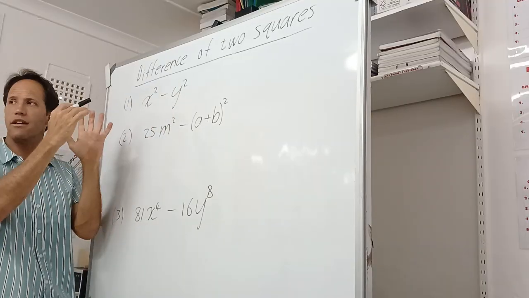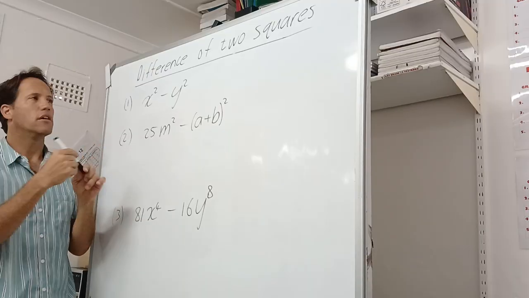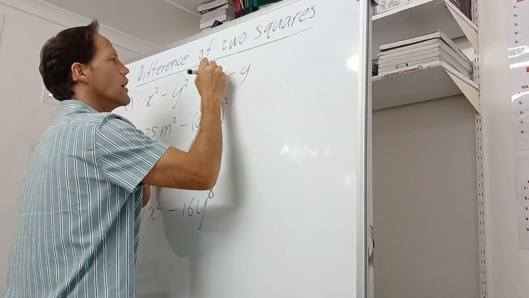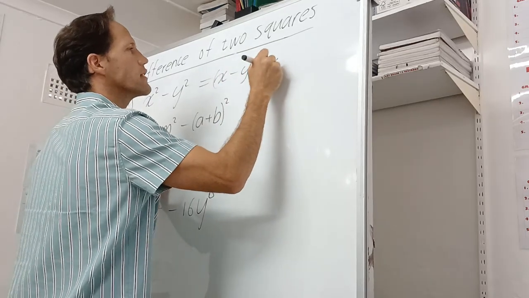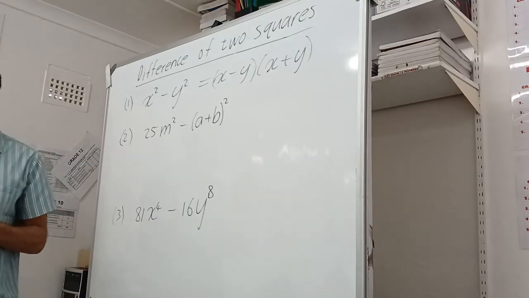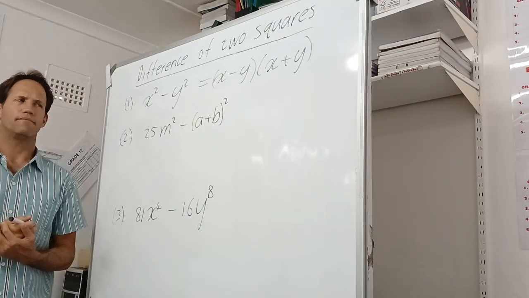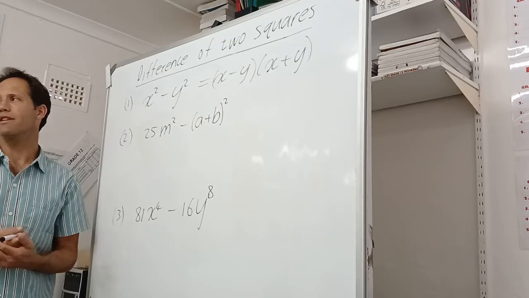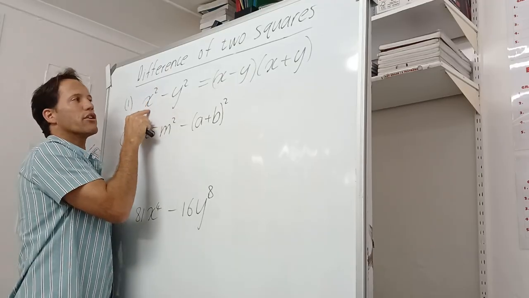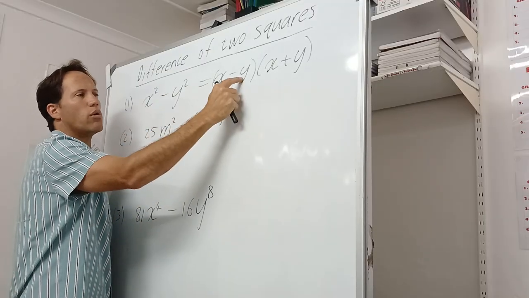The method is put in the brackets, put in the plus and the minus. So I'm just going to write it down first. It's going to be (x - y)(x + y). That's the answer. That's how you factorize it, okay? But why is that the answer? That's the method. The method says, put in the brackets, write the square root of this one. The square root of x squared is x. The square root of y squared is y.